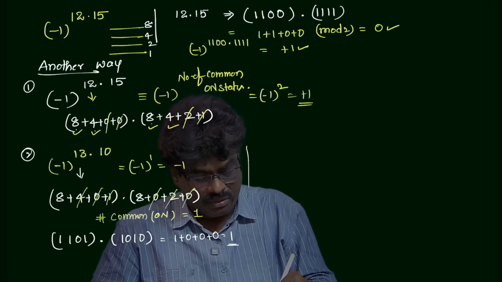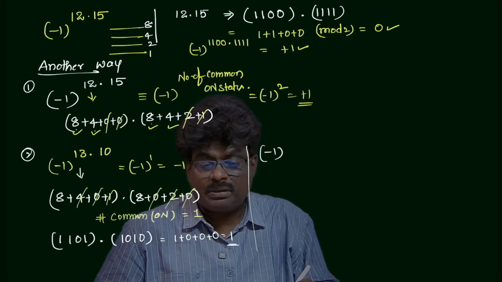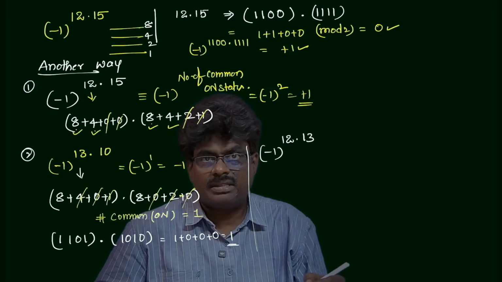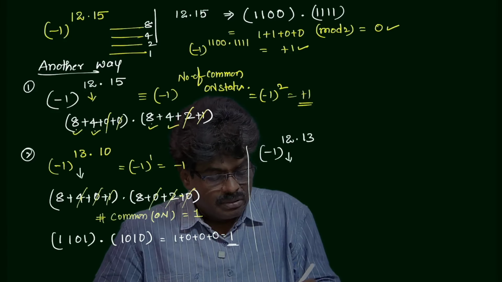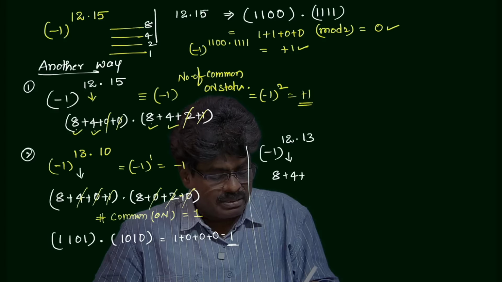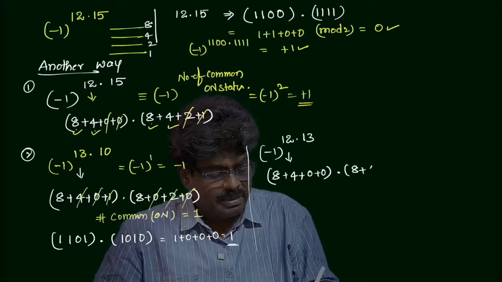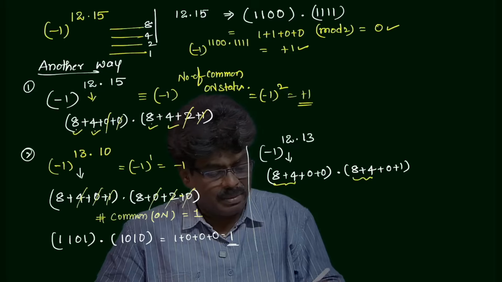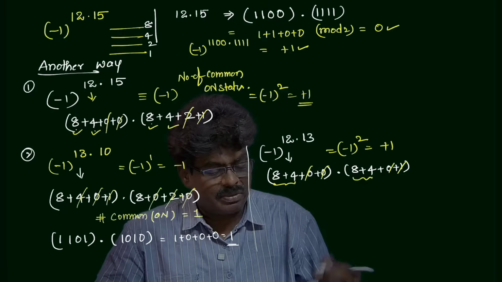Let us try one more. Minus 1 whole power, let us suppose we take 12 and 13. So this is x and that is z, like that, x dot z. So this is nothing but 8 plus 4 plus 0 plus 0, because of 4 qubits, and here 8 plus 4 plus 0 plus 1. So you have to take only the common ones. Here 2 are common, these two are not common, that's why minus 1 whole square, which is a plus 1.